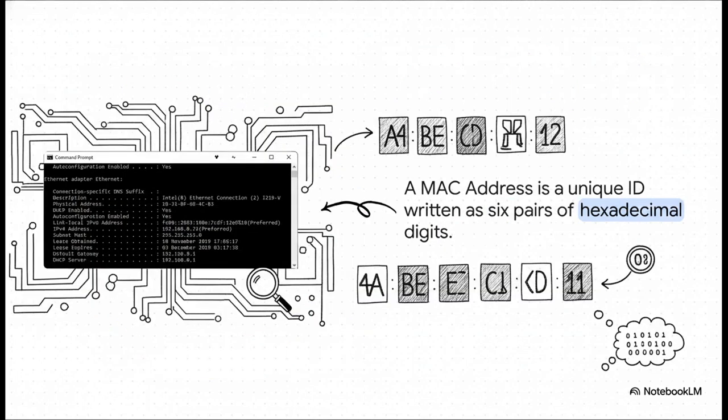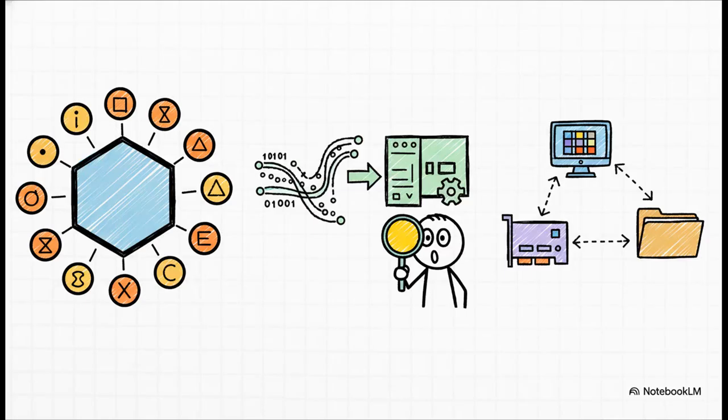Well, that's what we call a MAC address. Think of it like a unique serial number that's literally burned into every single network device in the world. It's written in 6 pairs of hex digits for one simple reason. It's so much shorter and easier for a human to read and type than the crazy long 48-digit binary number it actually represents.